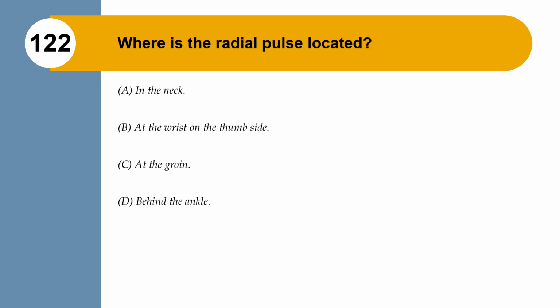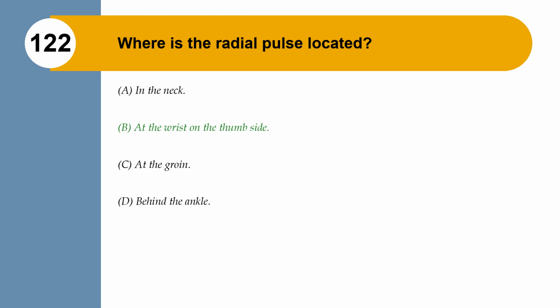Question 122. Where is the radial pulse located? Option A, in the neck. Option B, at the wrist on the thumb side. Option C, at the groin. Option D, behind the ankle.